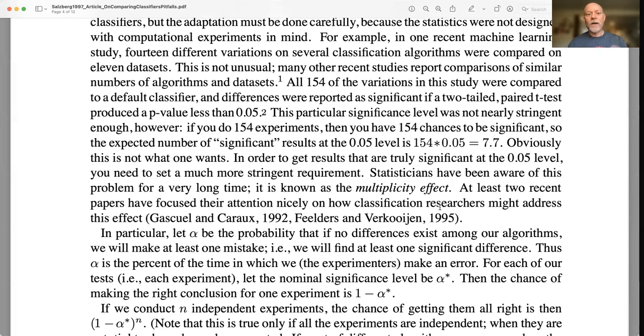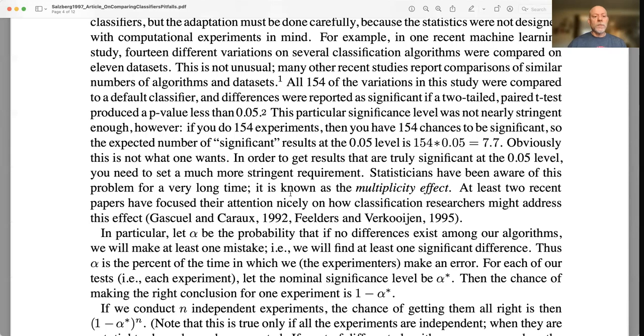A little aside here, bear in mind that that would be 7.7 results that look significant, but in fact, you just came up with them by chance. In order to get results that are truly significant at the 0.05 level, you need to set a much more stringent requirement. Statisticians have been aware of this problem for a very long time. It is known as the multiplicity effect. And I'll throw in there, this is also the multiple comparison problem, the multiple testing problem.